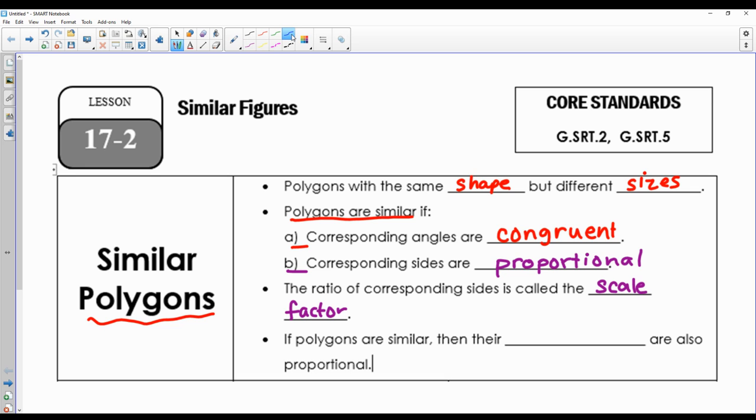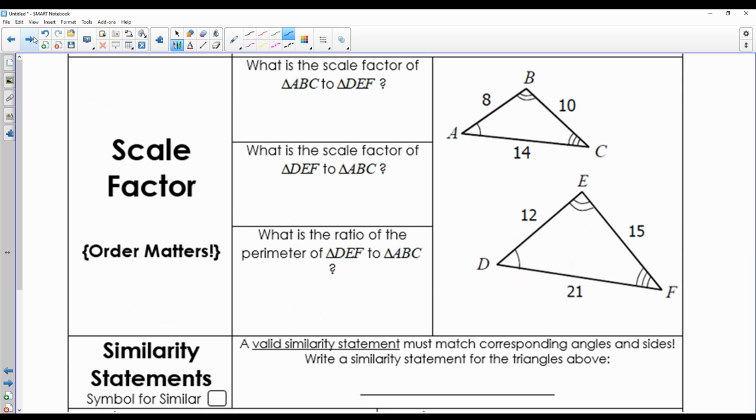Last thing, if the shapes are similar, then all their sides are proportionate. We already talked about that. The corresponding sides are proportionate, but also the perimeters are also going to be proportionate. So sides are proportionate, perimeters are proportionate. So that's that. Going on to the scale factor, let's do that in this video too, and then I'll do the examples in their own videos.